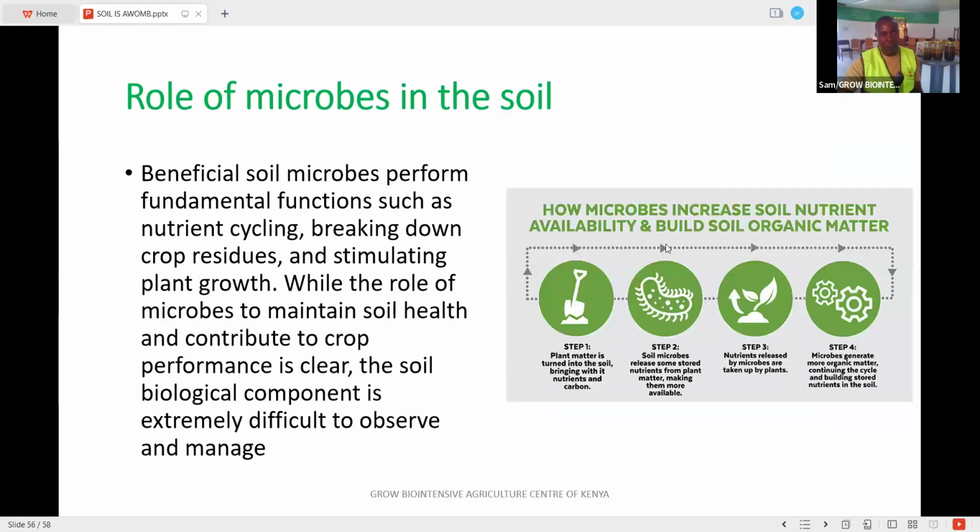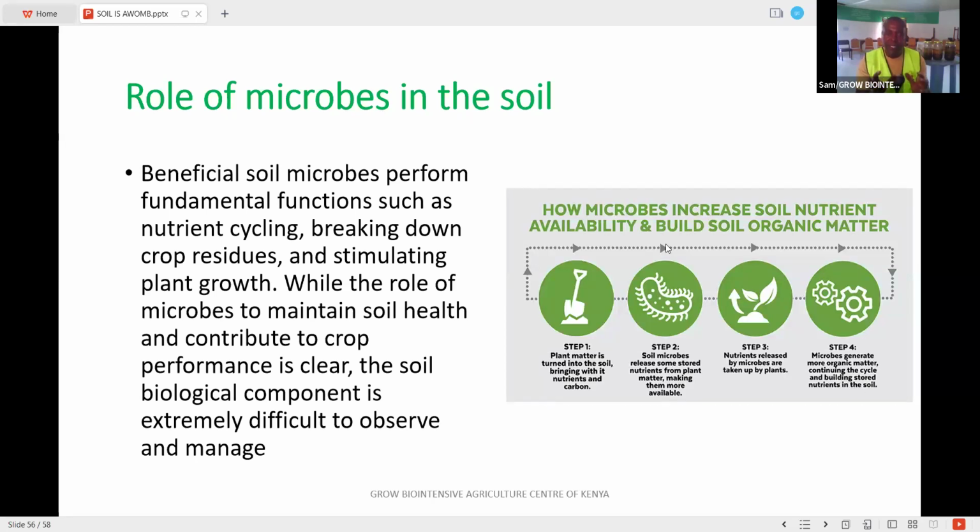So the roles of microbes, as I finish: beneficial soil microbes perform fundamental functions such as nutrient recycling. So their work is to recycle nutrients like this. Number two, they break down crop residues. They stimulate plant growth. While the role of microbes in maintaining soil health and contributing to crop performance is clear, the soil biology is extremely difficult to observe and manage.